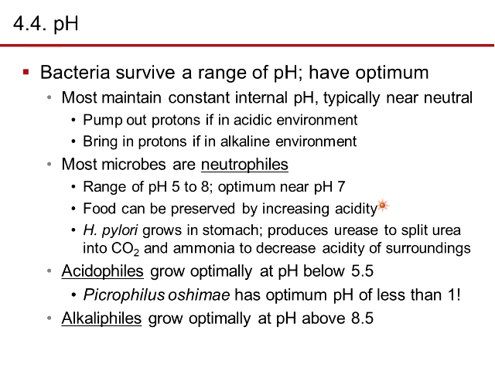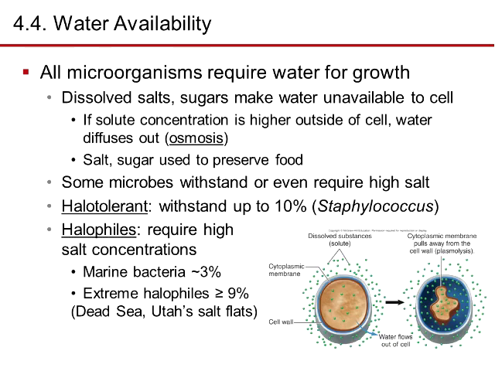H. pylori grows in the stomach and produces urease to split urea into CO2 and ammonia to decrease the acidity of the surroundings. Acidophiles grow optimally at a pH below 5.5, very acidic. Picrophilus oshimae has an optimum pH of less than 1, believe it or not. Isn't that interesting? Less than 1, almost 0, which means it grows in the highest acid environment we have. Alkaliphiles grow optimally at pH above 8.5, the more alkaline range of the pH scale.